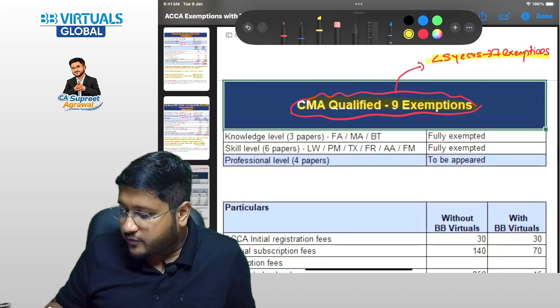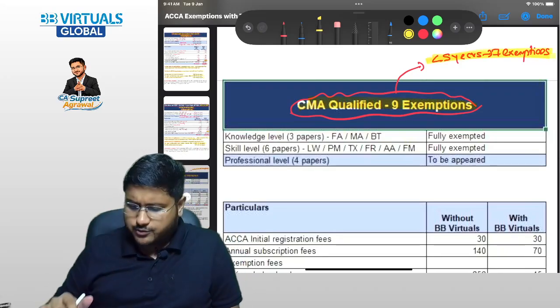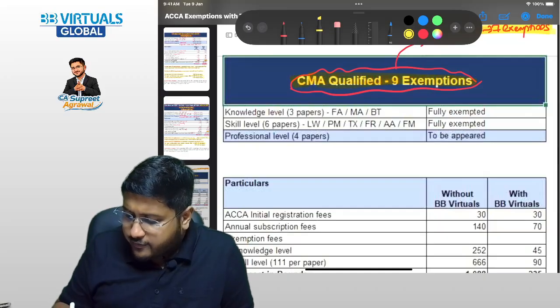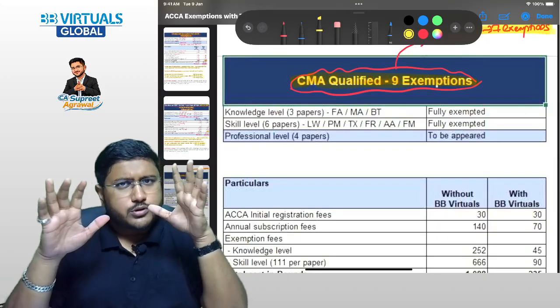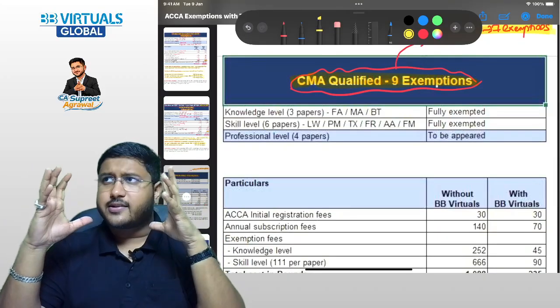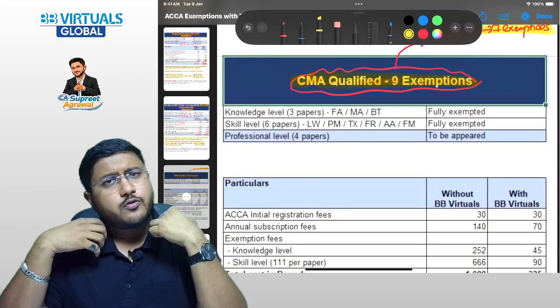If they have less than 5 years of work experience, then they get 7 exemptions. But here, let's assume that you have more than 5 years of work experience, because that is the major category reaching out to us for pursuing ACCA.